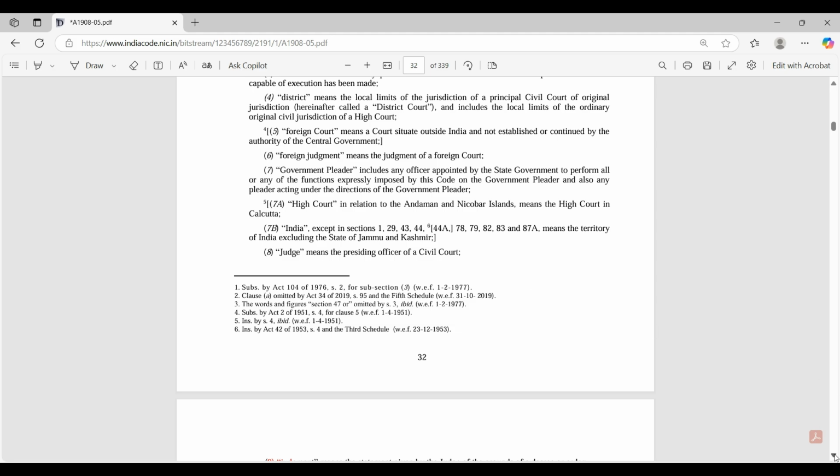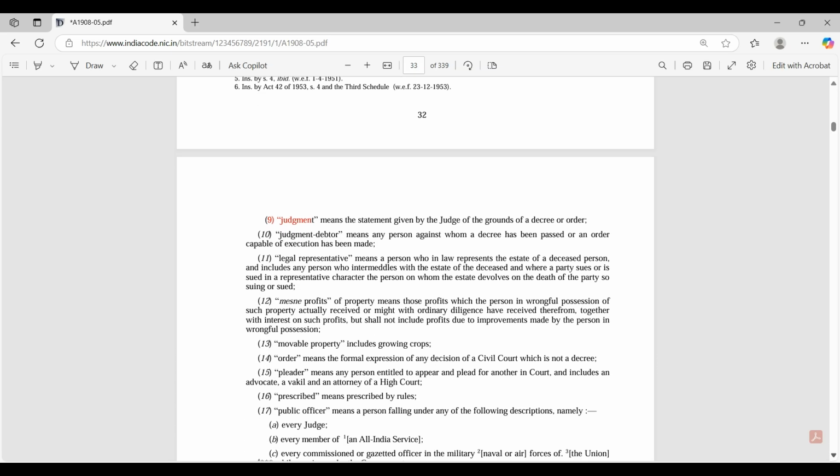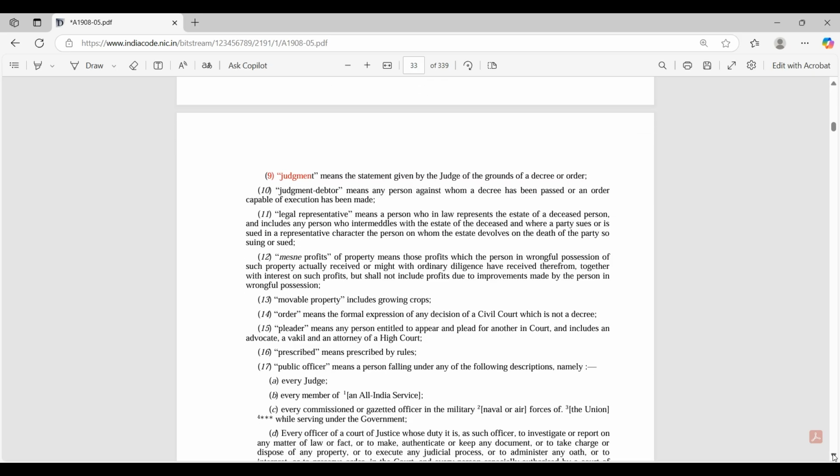India, again, as we know, judge means presiding officer of a civil court. Now comes judgment. So, judgment means the statement given by the judge of the grounds of a decree or order. So, let me tell you something. As we discussed, let's say there is a line of procedure. The first thing which you would get is decree or an order. The last thing would be the judgment. So judgment is being given by the judge on the basis of decree and order. Also, I'll take an example, then you'll get the clarity what exactly the judgment is.